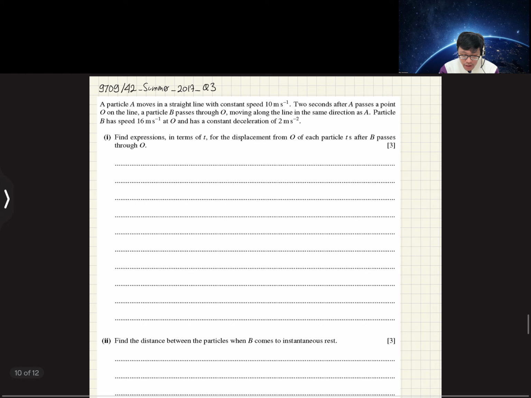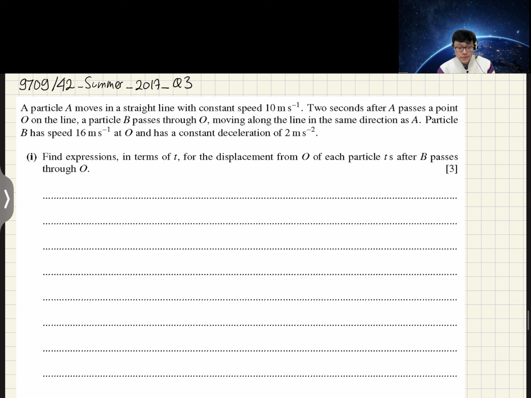Now, let's move on to the last question for this video. A particle A moves in a straight line with constant speed 10 meters per second. 2 seconds after A passes point O on the line, the particle B passes through O, moving along the line in the same direction as A. Particle B has speed 16 meters per second at O and has a constant deceleration of 2 meters per second squared. Find expressions in terms of t for the displacement from O of each particle, t seconds after B passes through O.